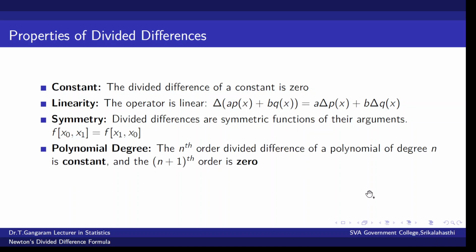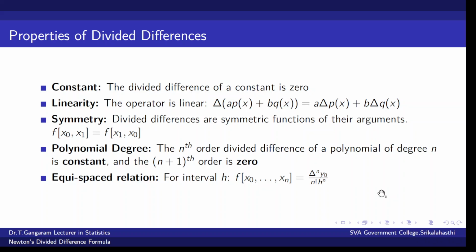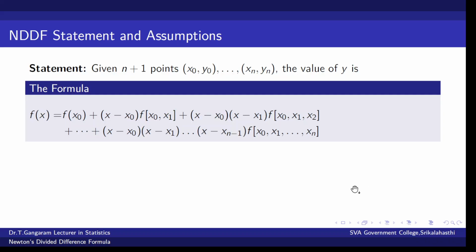Polynomial degree: the nth order divided difference of a polynomial of degree n is constant, and the n plus first order is 0, like the fundamental theorem on finite differences. Equi-spaced relation: for interval h, f of x0, x1, and so on xn is given by delta power n y0 divided by n factorial into h power n.